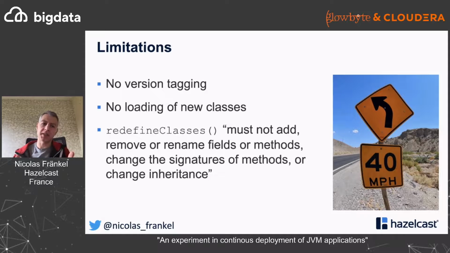A true limitation in this demo, of course, is that I don't load any new classes. I'm just having a class that runs perfectly well, and I just change one of its implementation methods. So if you want to write new classes, I don't handle it in this demo. I cannot deploy new classes to production. Finally, the redefined classes are pretty limited in themselves. You cannot add or remove or rename fields or methods. You can obviously not change the signature of methods. You cannot change the inheritance hierarchy, and those are pretty hard limitations.